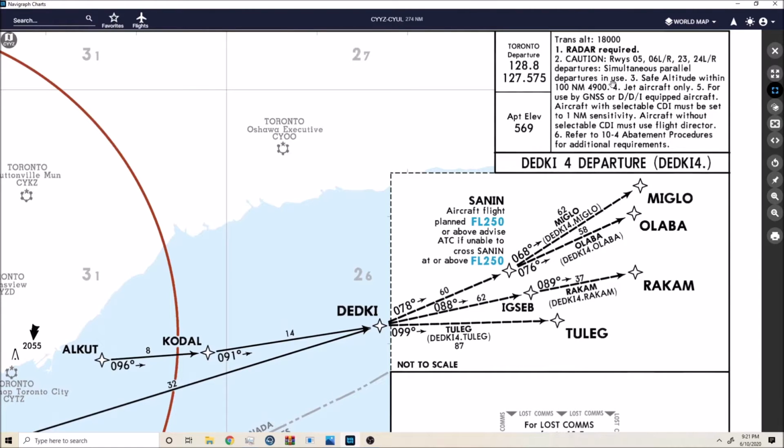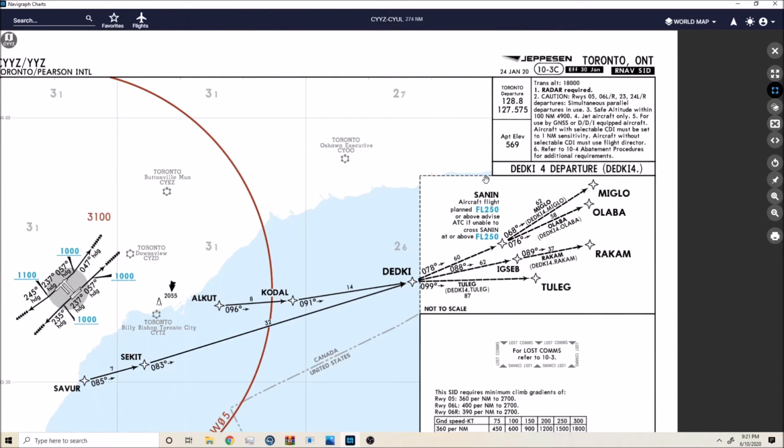Okay, departures in use. Safe altitude within 100 nautical miles is 4,900 feet. If you lose comms, visual, if you just lose completely your situational awareness, you have no idea where you are and everything's going bad, if you go to 4,900 feet, you're clear of every obstacle within 100 nautical miles. So that's your nice safe altitude there. That's why it's called safe altitude, 4,900 feet. So if you lose everything, 4,900 feet or higher, within 100 miles of Pearson, center of the aerodrome.